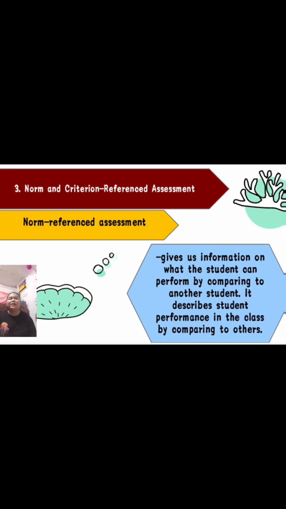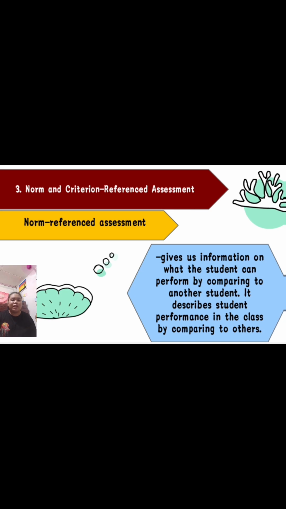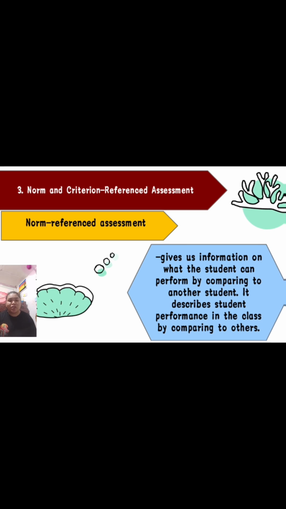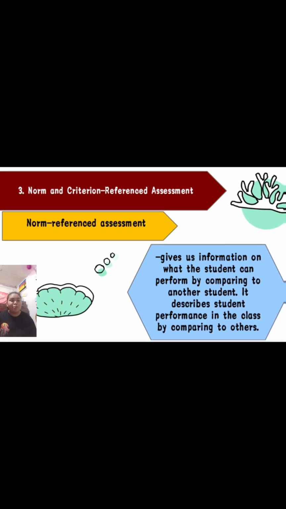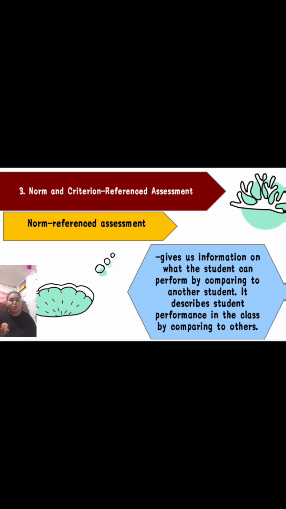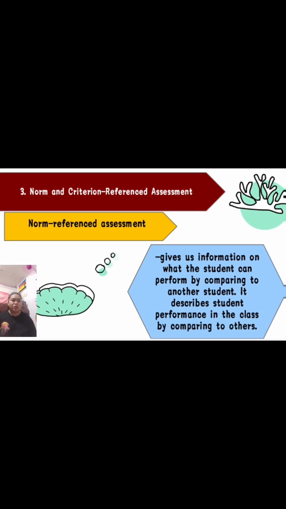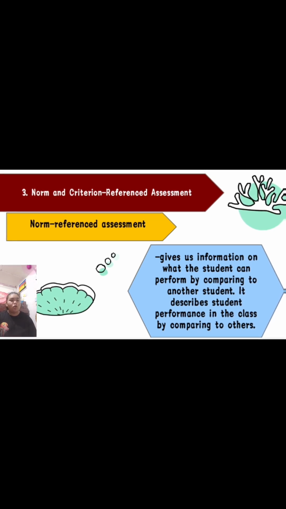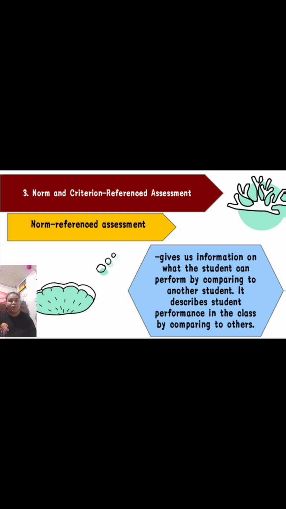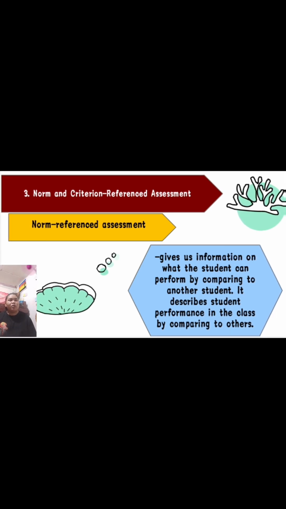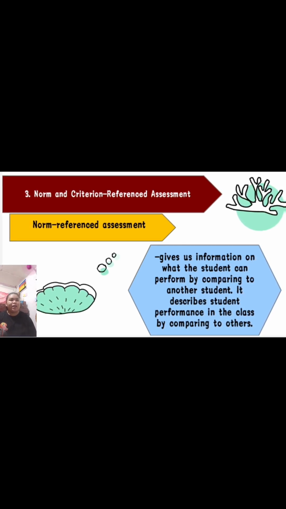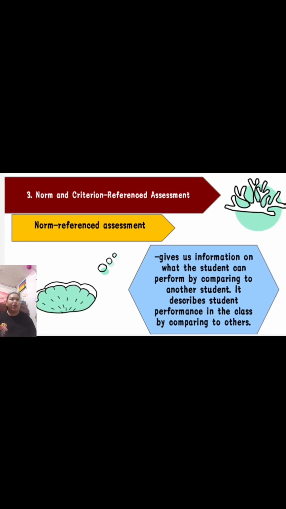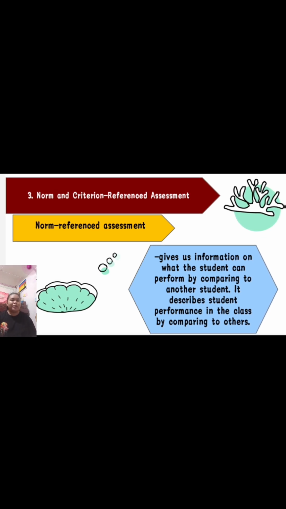Pangatlo sa types of assessment is norm and criterion reference assessment. Una, norm reference assessment. It gives us information on what the students can perform by comparing to another students. It describes students' performance in class by comparing to others. So, dito sa norm reference assessment, dito natin malalaman kung ang isang estudyante ay kaya bang i-perform ang particular na bagay kung ito ay kukumpara sa isa pang estudyante. Dito ay ginagawa ang comparing para malaman kung sino yung mas magaling. Ito yung dito natin irarank ang students.